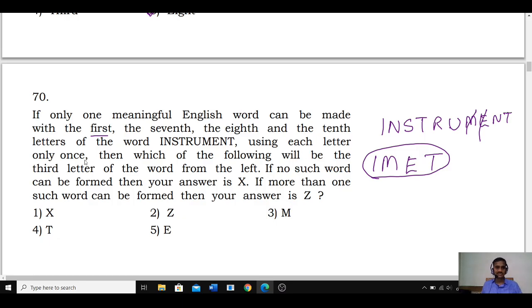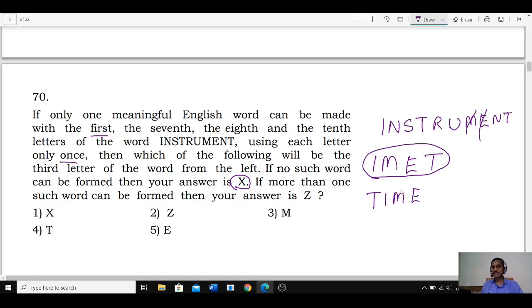Using each letter only once, which of the following will be the 3rd letter of that word, the 3rd letter of the word from the left. If no such word can be formed, X as your answer. Suppose a word is formed, then the 3rd letter in that word is our answer. Now what are the words that can be formed? TIME. If this time is the only word formed, then the 3rd letter M is our answer. And if no word can be formed at all, then X as your answer.